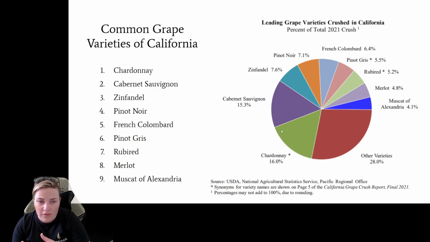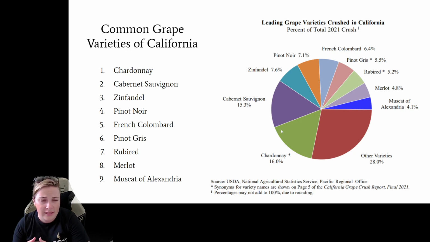Zinfandel is one of the exclusive grapes to California. It's one of our major contributions to the world. And you can see that in a lot of mass market wines and also on smaller production as well. Pinot Noir is highly produced in Santa Cruz, Sonoma, and some of the coastal regions of California. So there is definitely a market for that.